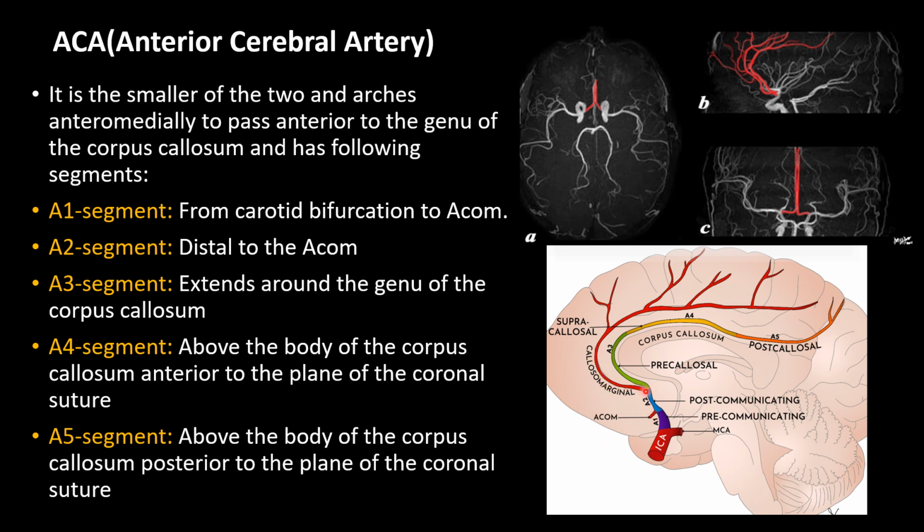Then the A2 segment which is distal to the anterior communicating artery up to the origin of the callosomarginal artery. Then the A3 segment extends from the genu of the corpus callosum anteriorly, and then the A4 segment which lies above the body of the corpus callosum anterior to the plane of the coronal suture. A5 is the post-callosal segment which lies above the body of the corpus callosum posterior to the plane of the coronal suture. So these are the branches shown in the MR angiogram.